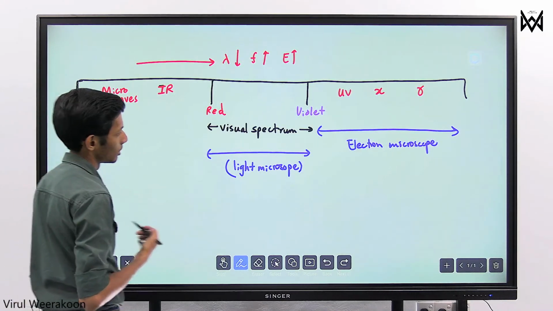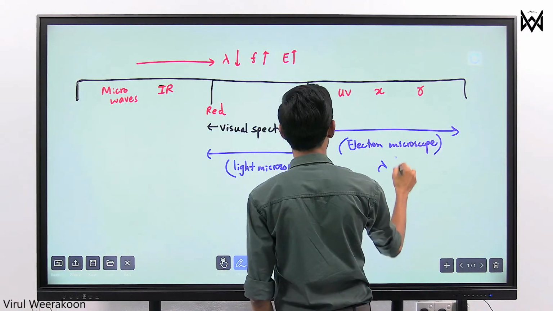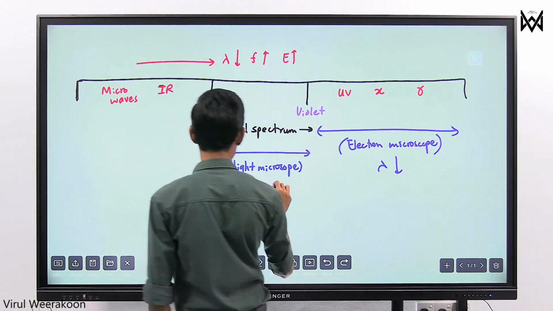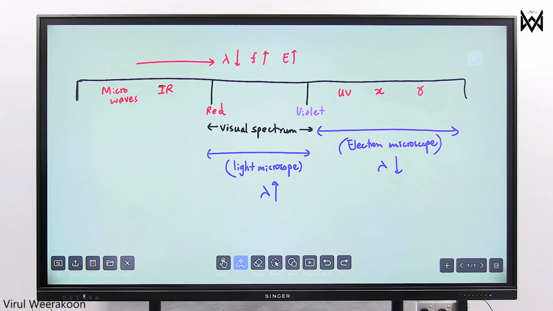So this is the electron microscope range. Very low wavelengths here, relatively high wavelengths here. You can complete it quickly. You can note it down very quickly.